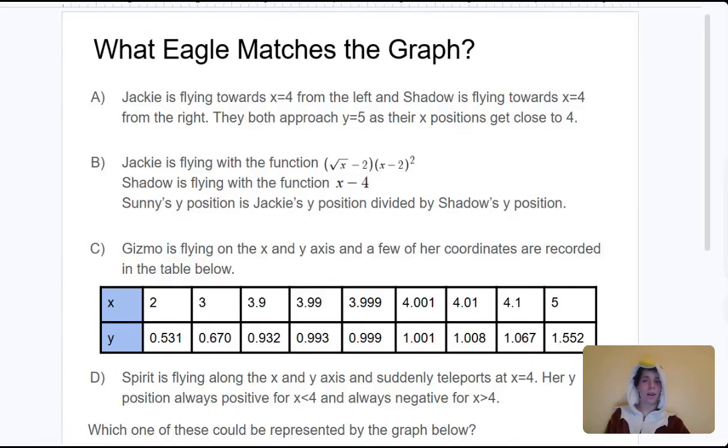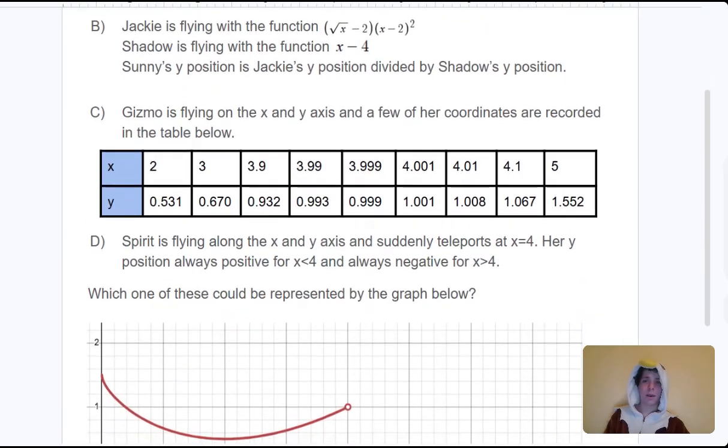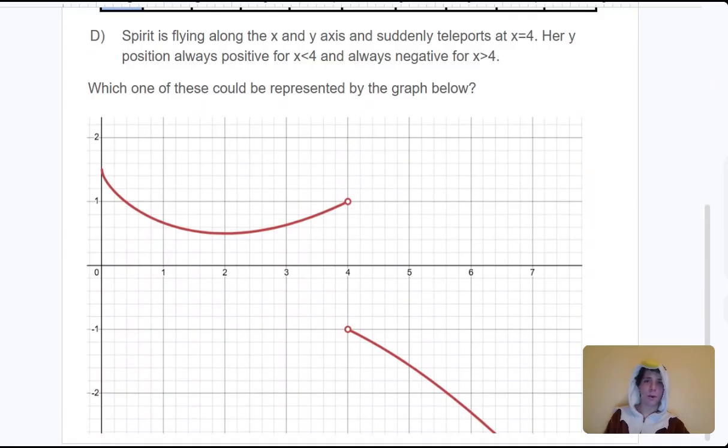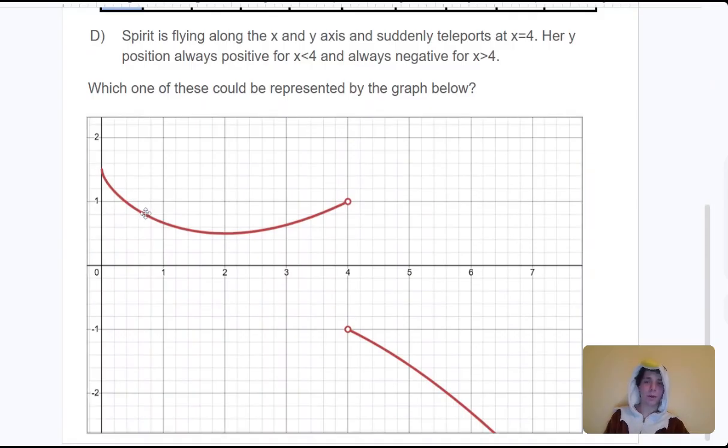So now we're going to look at an AP style question that is going to use basically all of the techniques that we've done so far. So the question is, which eagle matches the graph? We have 4 different scenarios with eagles flying, and we want to know which one of these could possibly be described by this graph right here.